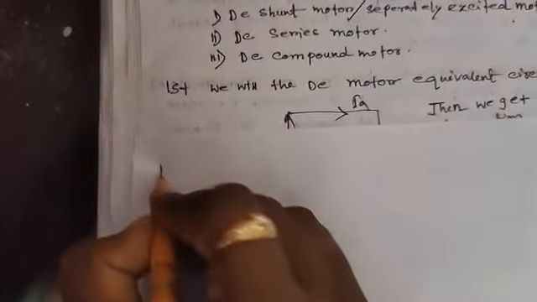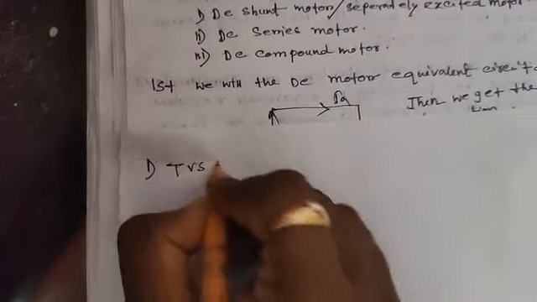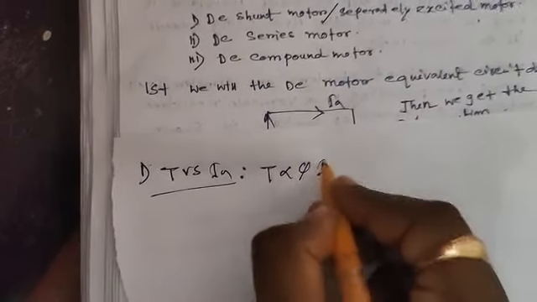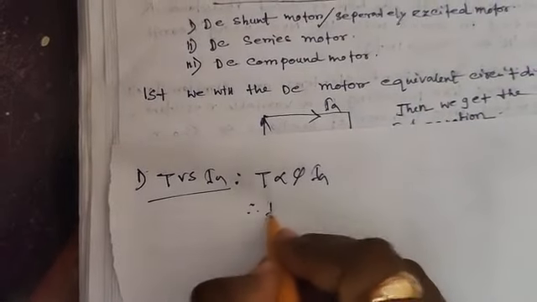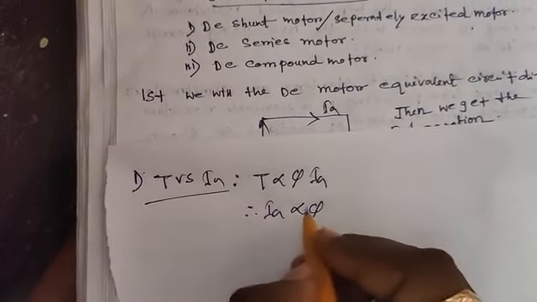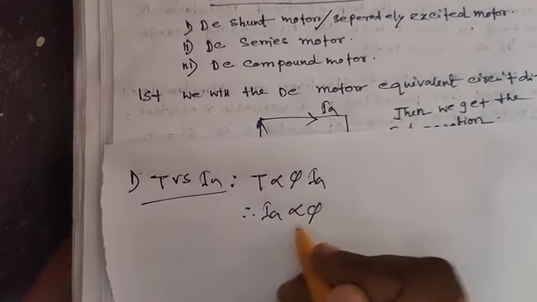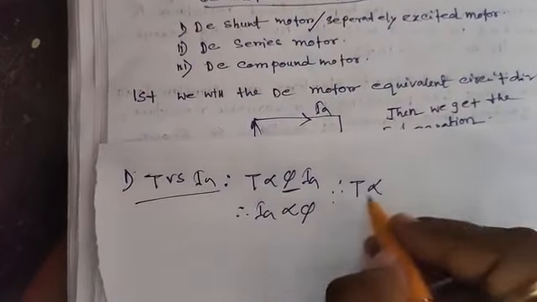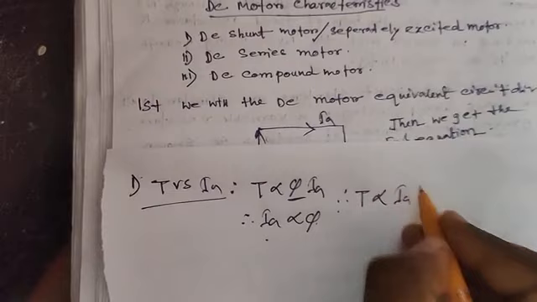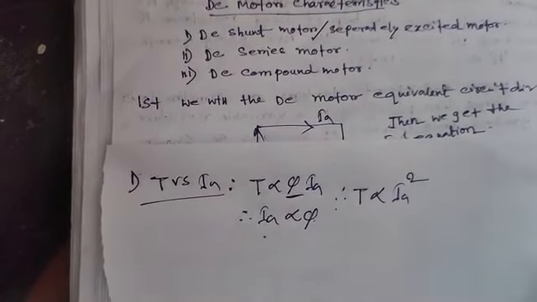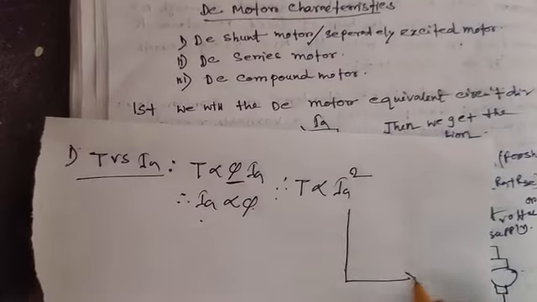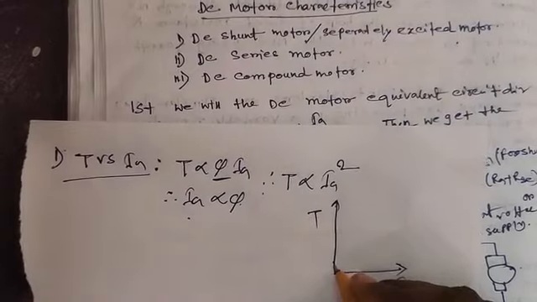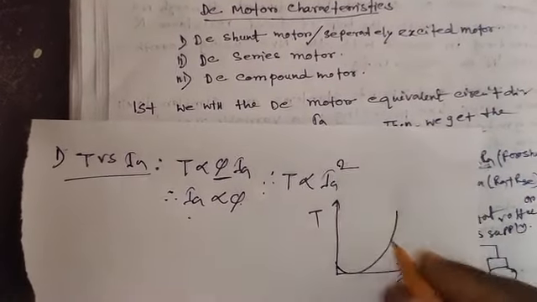Then I will discuss torque versus armature current in the DC series motor. Torque is proportional to phi into Ia. Since Ia is proportional to phi, we can write T proportional to phi into Ia, which means Ia into Ia, Ia square. The curve of Ia and T, the torque equation is Ia square.